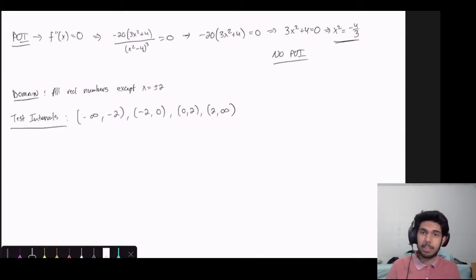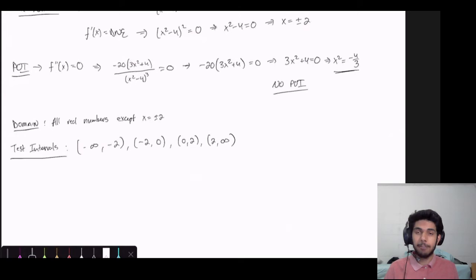And I call them test intervals because we want to compute f prime and f double prime in these intervals so that we know how the function is increasing or decreasing. We know that the function will always be either increasing or decreasing within an interval because the intervals are broken up at our critical points, which is where the first derivative equals 0, which is where the function could potentially change.